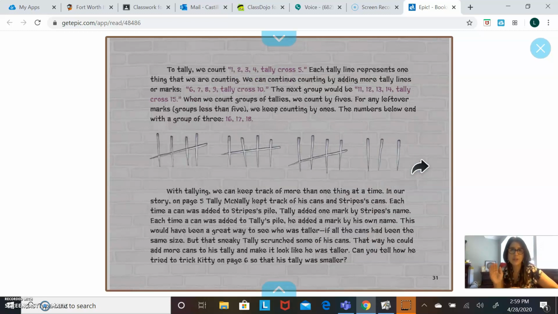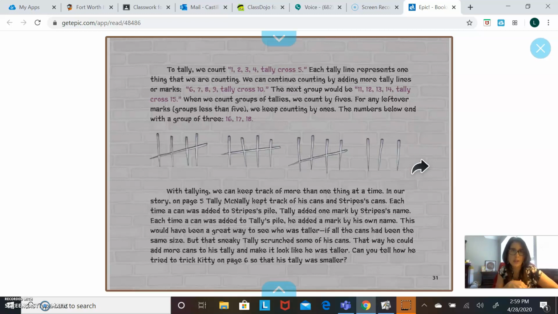In tally, we count 1, 2, 3, 4, tally cross 5. Right? Each tally line represents one thing that we are counting. We can continue counting by adding more tally lines or marks. 6, 7, 8, 9, tally cross for 10. Then the next group will be 11, 12, 13, 14. Then another mark for the 5th one. That's cross, 15. So when we count groups of tallies, we count by 5s. For anything left over, marks, we keep counting by 1s.